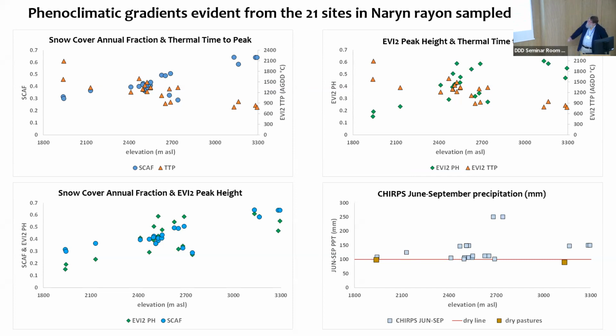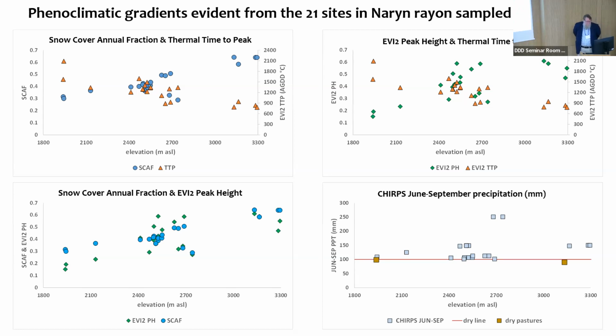We also see over here in the upper right, the 2 phenometrics that we're modeling, and you see there's roughly an inverse relationship up to a point, but as we get above a certain point, it kind of breaks down to a certain extent. Snow cover and the peak height is correlated.